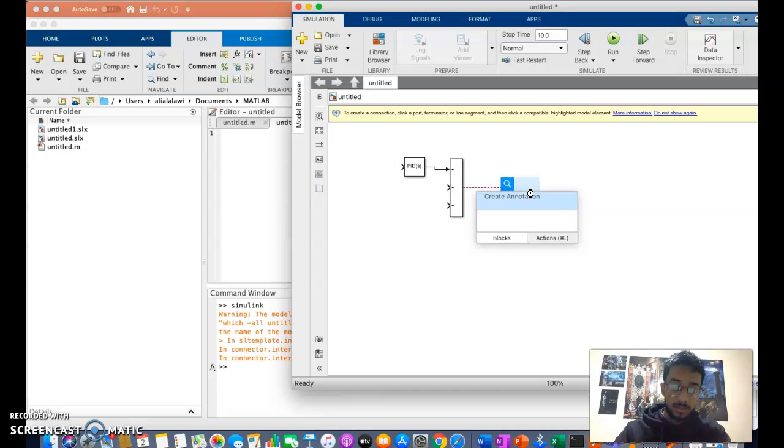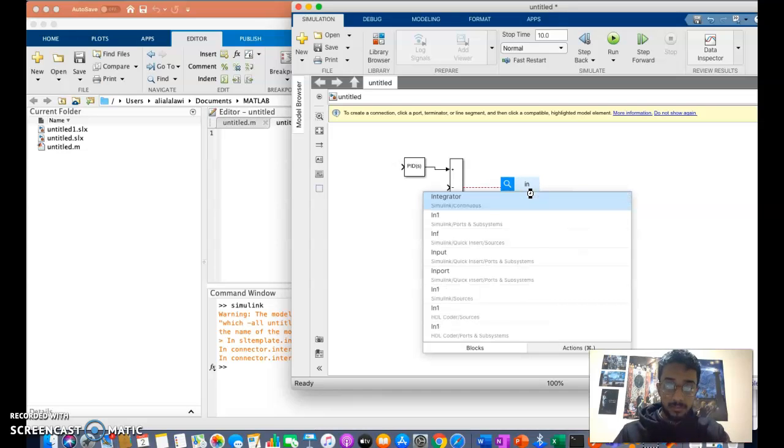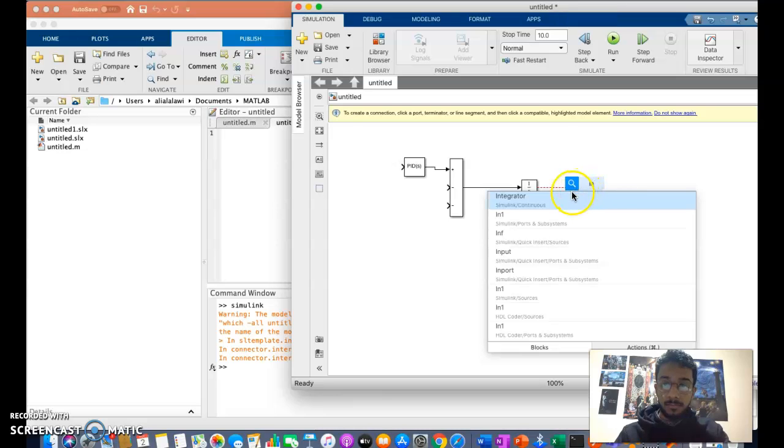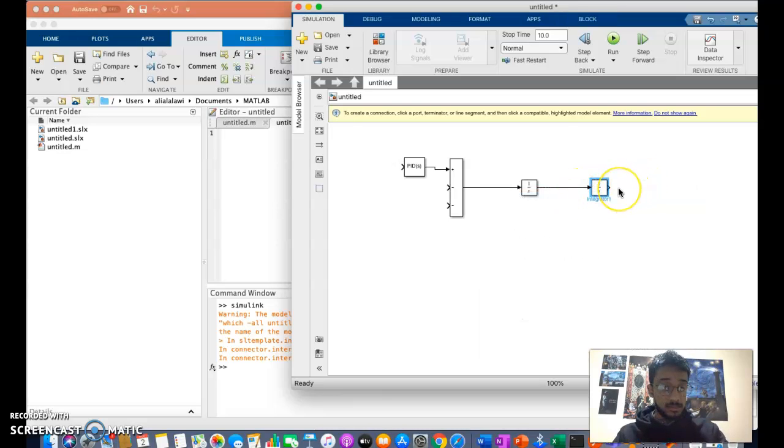So we will need an integrator to get the velocity, then another one to get the distance, and our output will be connected by a scope.